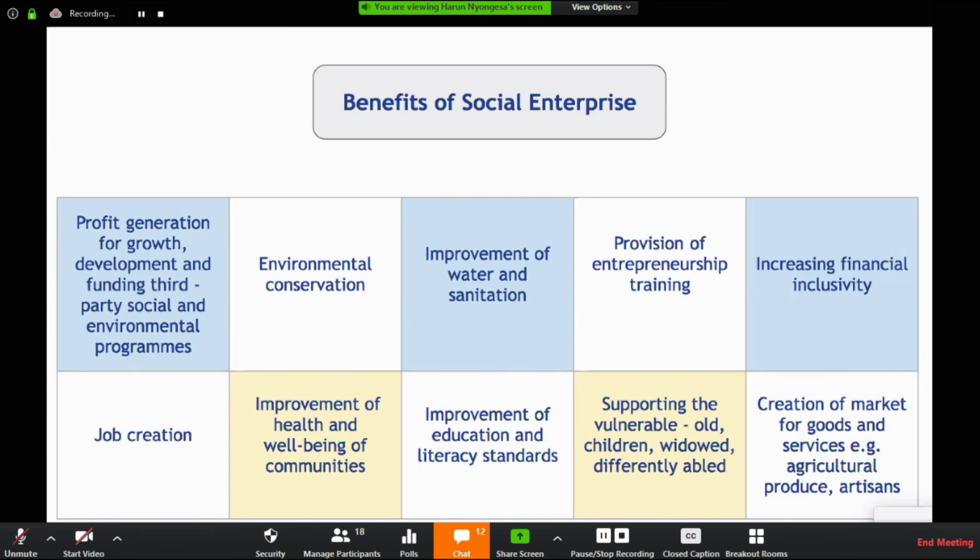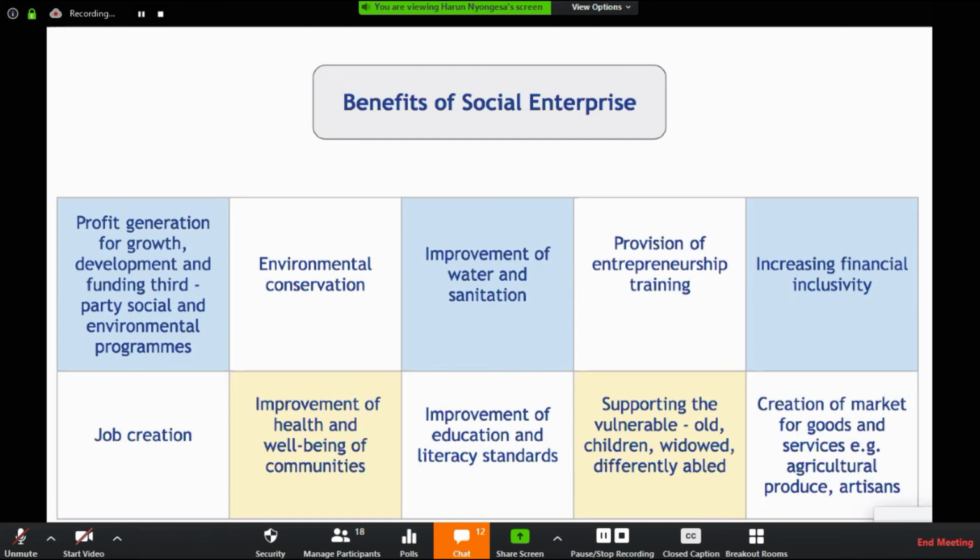Thirdly, environmental conservation, like we saw EcoPost. Then improvement of health and well-being of communities. We have a number of social enterprises that focus on health. Fifth, we have improvement of water and sanitation. Then improvement of education and literacy standards. We have some of these enterprises sponsor children. Some of them produce learning materials. Some of them train teachers, and so on.